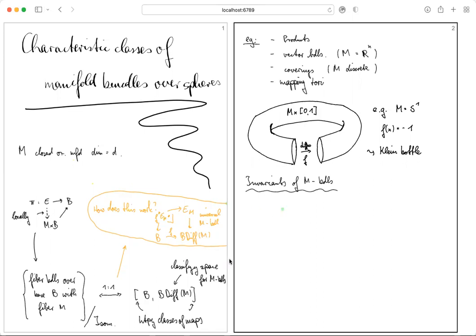Okay, so what's a place to look for those invariants? Well, one place is the cohomology ring H star of the classifying space B diff of M. So if I have a class in here, let's call it K, and if I have my map F from this side, then I have an induced map F star to the cohomology H star of B. And I can apply this map to K. And this is what I define to be K of my bundle E.